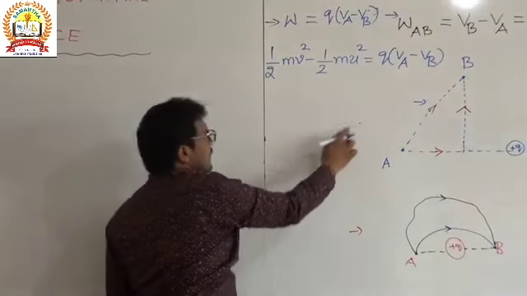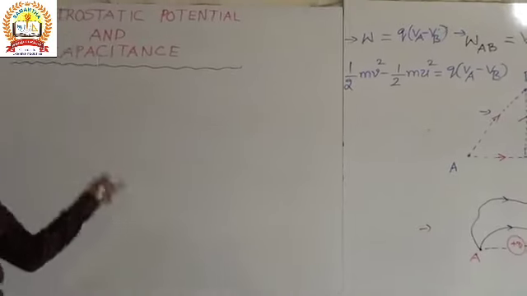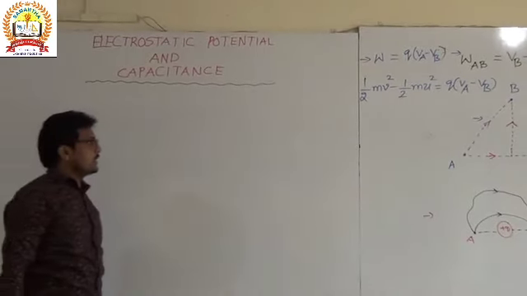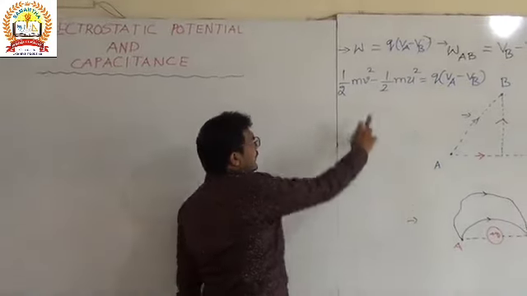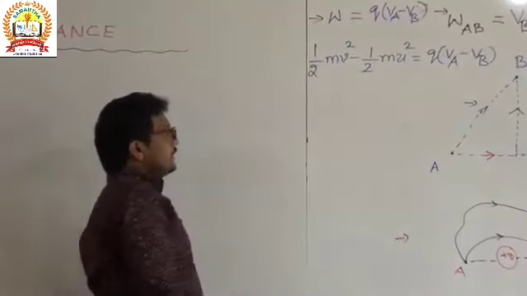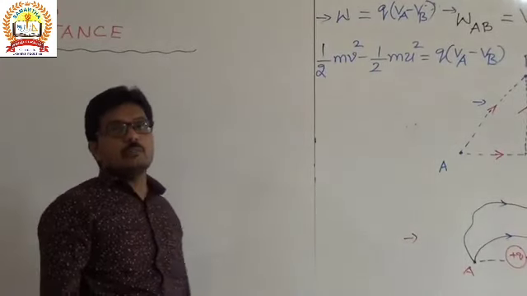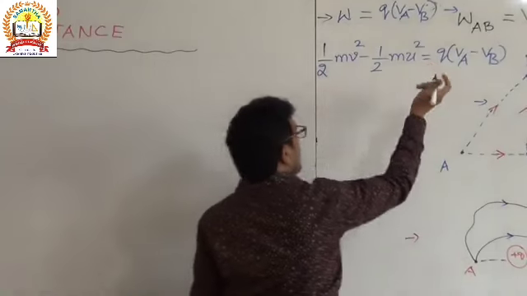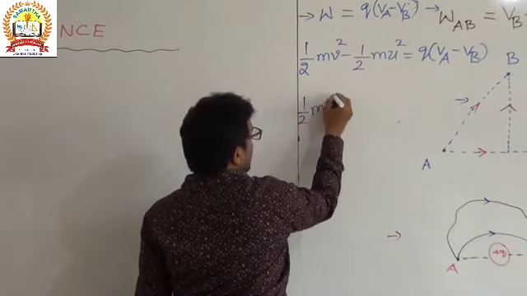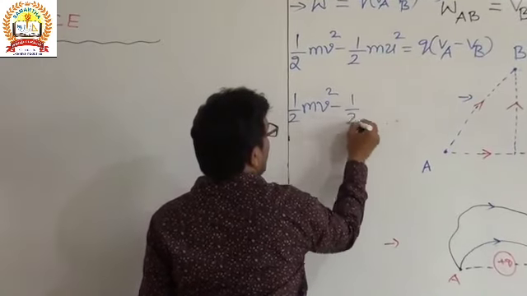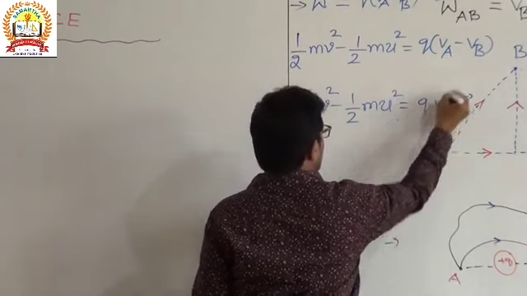Q of VA minus VB, that is the energy. The potential difference is equal to the change in kinetic energy by using the work-energy theorem. Here, if the potential difference is VA minus VB, and the initial point is 0, if you start from the origin, then the change in kinetic energy, half mv square minus half mu square, is equal to qV.